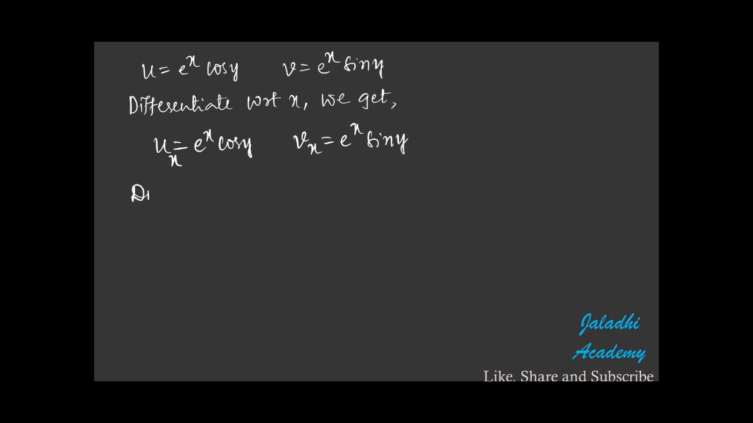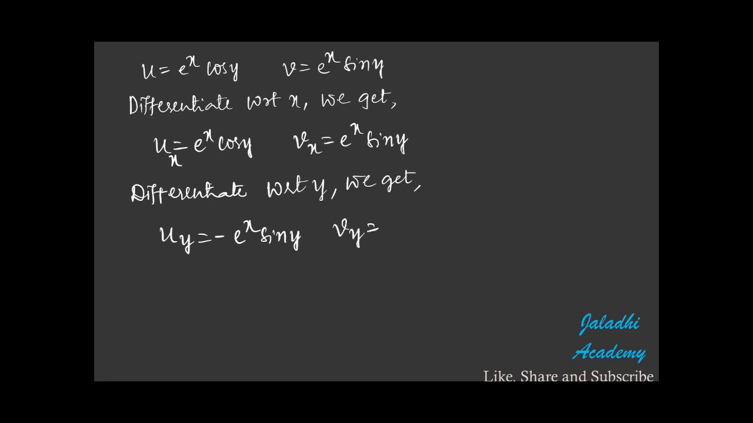So now differentiate u and v with respect to y. On differentiating, we get uy is equal to, e power x is constant, and the differentiation of cos y, we know, is minus sin y. And vy is equal to e power x into the differentiation of sin y, which is cos y.